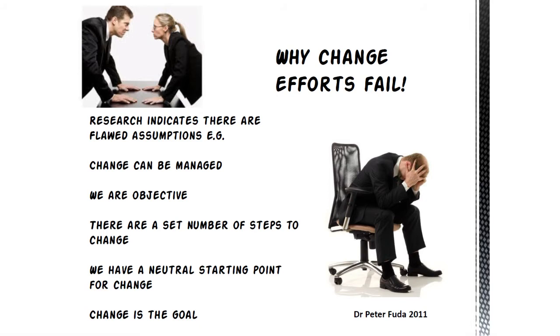But there are a lot of assumptions that are incorrect about what's needed to occur to make the change. People also assume that change can be managed and planned and structured, and it's just going to go the way it's expected. That human beings are objective, that there are a set number of steps to a change, that we all have a neutral starting point for change, and that the goal is change. So these are some of the reasons shown up in the research why change efforts have failed over time.